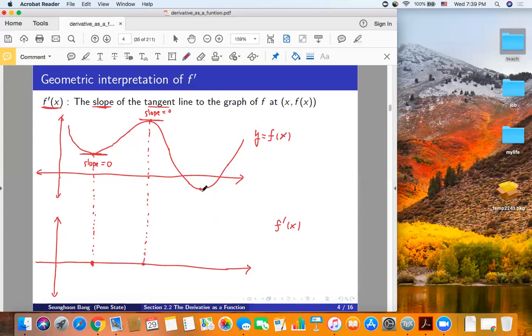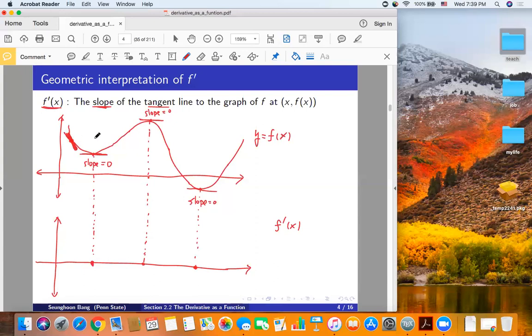Same. At this point, we have a horizontal tangent line. The slope is 0, so the slope of the tangent line is 0. You have to plot it like this. For the next one, you can choose this point. So what happens? This is the tangent line.